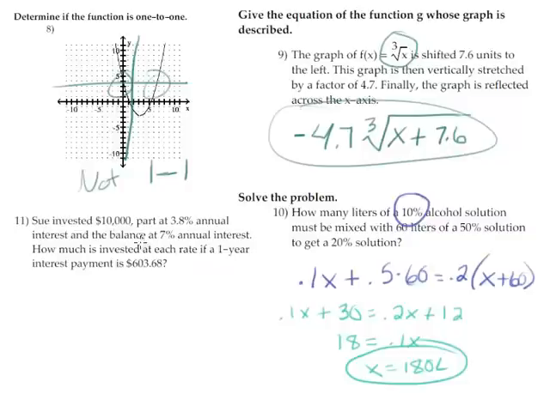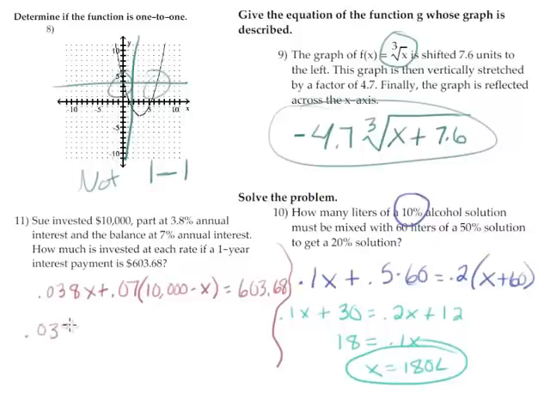Sue invested $10,000. Part at 3.8%, so that's 0.038, and we're going to say that's x, plus 0.07. Well, if we invest part is x and the total is 10,000, then this one is 10,000 minus x, equals our interest, which is 603.68. And then we solve that. So 7,000.